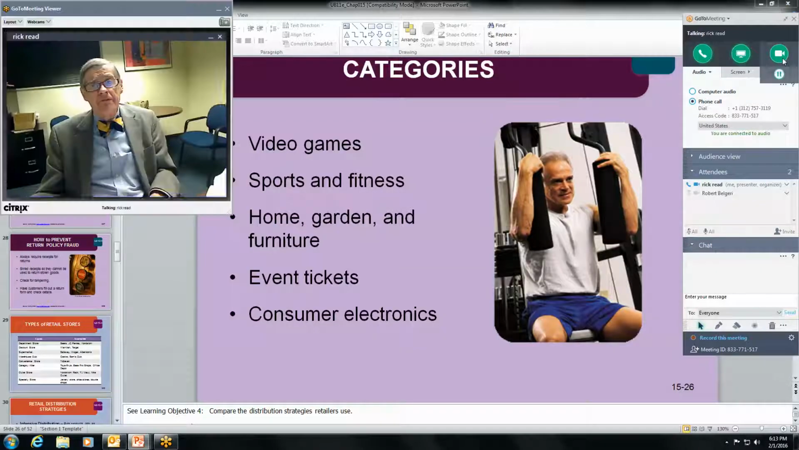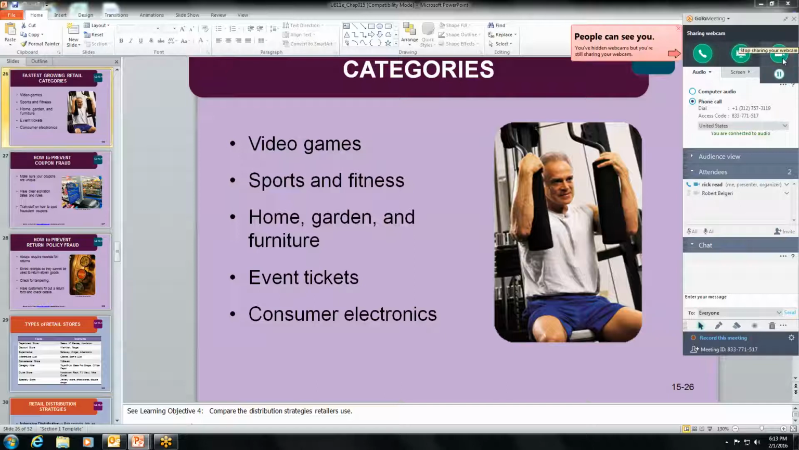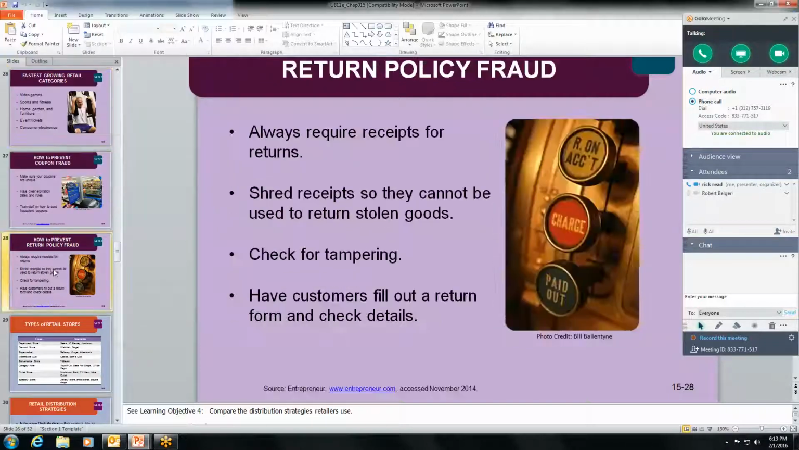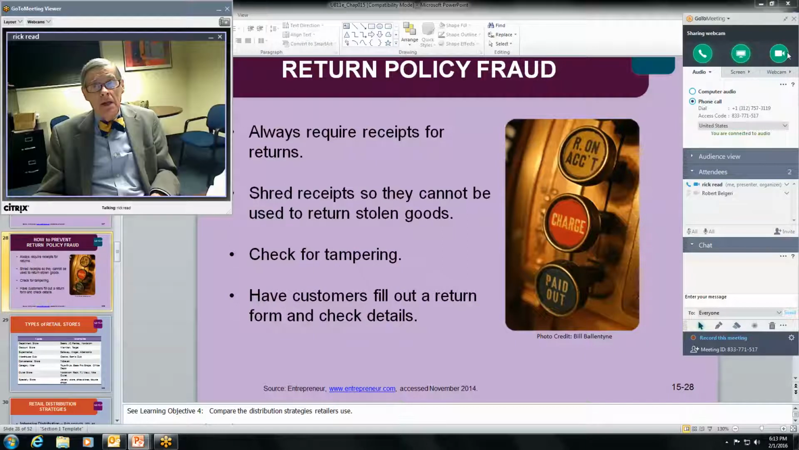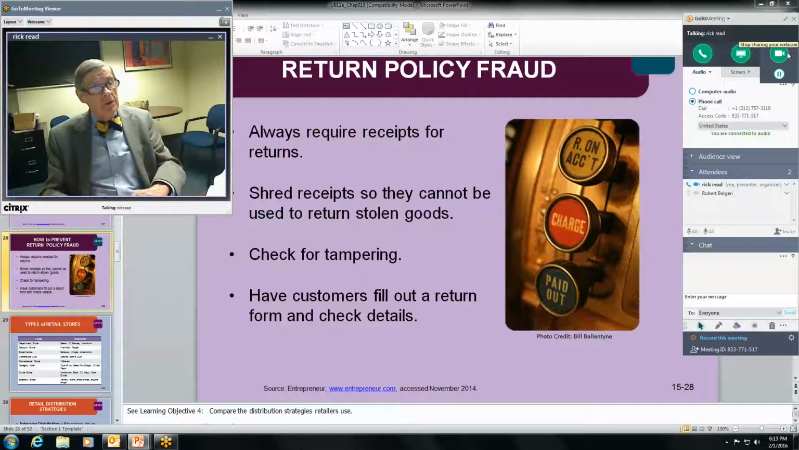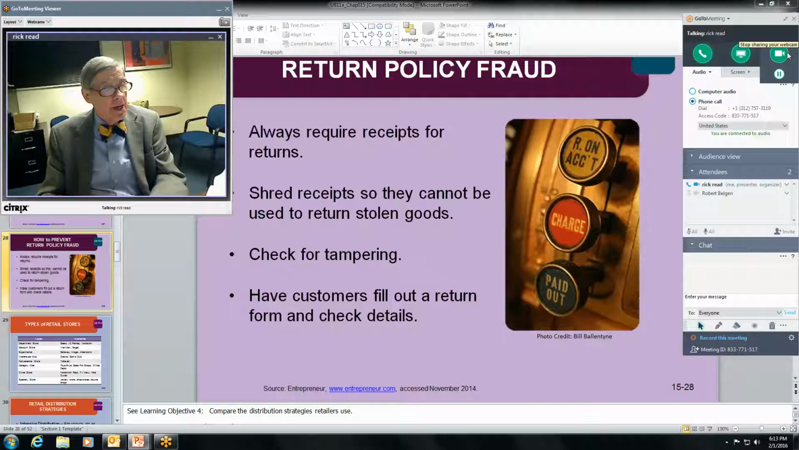These are the fastest growing retail categories. I'm not going to spend any time on that. This is how retailers and anybody else really ought to clamp down on return policy fraud. How to prevent return policy fraud is actually what the slide says. Require receipts, shred them so they can't be used, check for tampering, have customers fill out a return receipt.